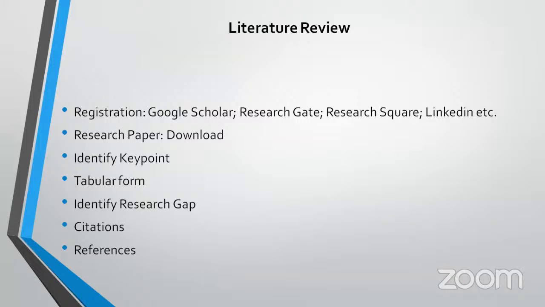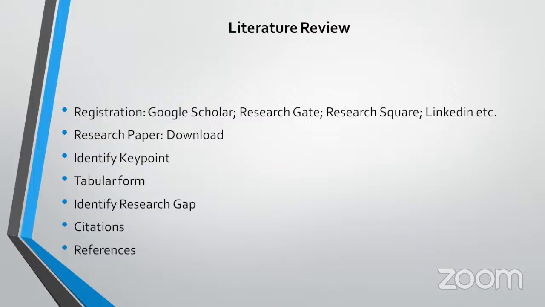Because once you are identifying, then you will get what type of tools they have applied, what the different objectives are, what the findings are. According to that, you have to represent through a table. Okay, you have to show it in a tabular form. Then you have to identify the research gap. After representing in a table, you can identify the research gap. It means what exactly all the people in the overall world have done and what you have to do. That is known as the research gap.